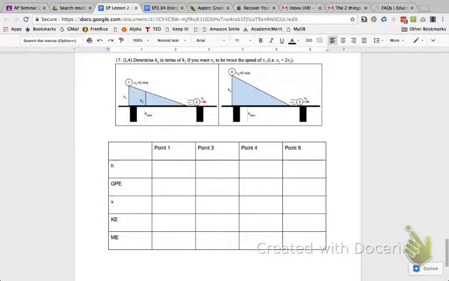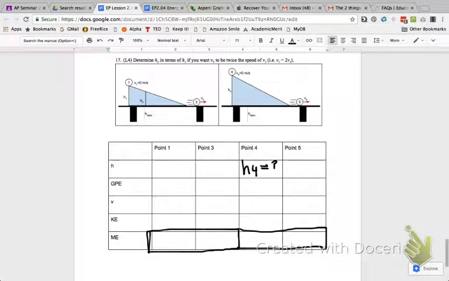So in L4 we have two different situations. And that means that whatever our mechanical energy is over here for our first situation at point 1 and point 3 is going to be different than our mechanical energy over here for point 4 and point 5 because they're completely different ramps and experiments. So we're looking for H4, and we're looking for it in terms of H1. So that's what goes here, is H1.